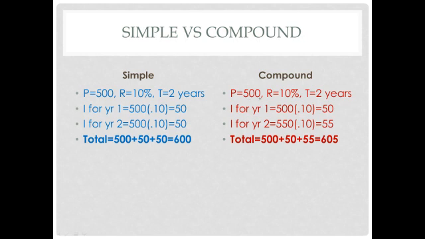So for example, with that same $500 at a rate of 10% for 2 years compounded, the first year I would still earn $50, but the second year my interest will be calculated on the initial 500 plus the $50 that I earned in the first year. So for the second year my interest will be calculated on $550 at 10%, which would be $55. This would give me a total of $605, which is a little bit different than simple interest. And for larger amounts of money and investments, it'll be a lot different. So that's the difference between simple and compound interest.